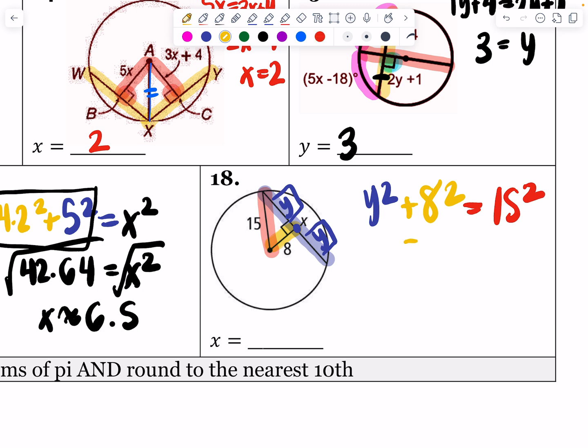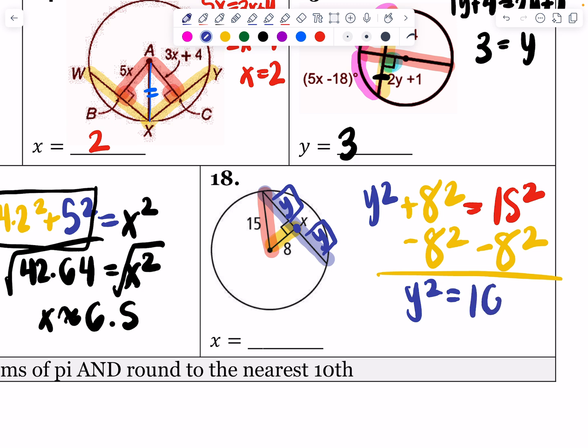In my calculator, I'm going to type in 15 squared minus 8 squared to get what y squared is. 15 squared minus 8 squared gives me 161. And so y squared equals 161. I'm going to take the square root of both sides, and y is going to be about 12.7. I'm going to round at the very end just to be as accurate as possible. It is okay if you do not do that.